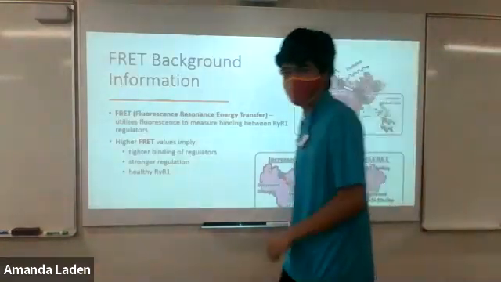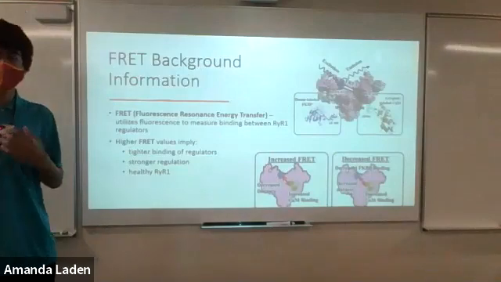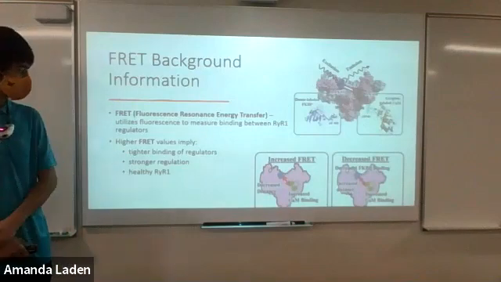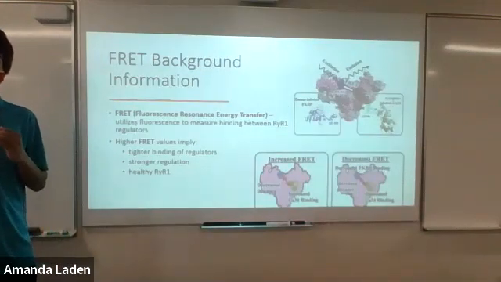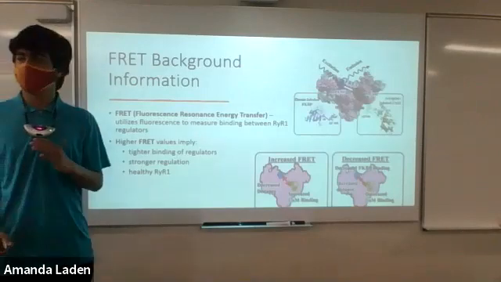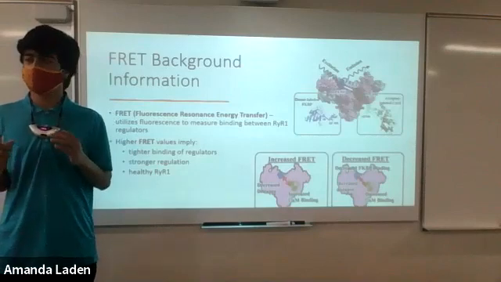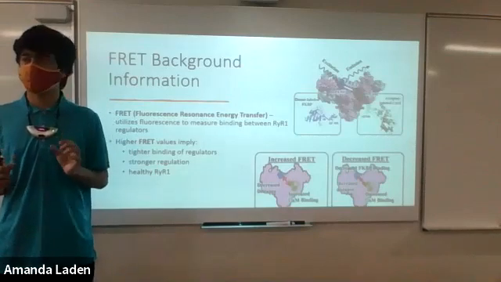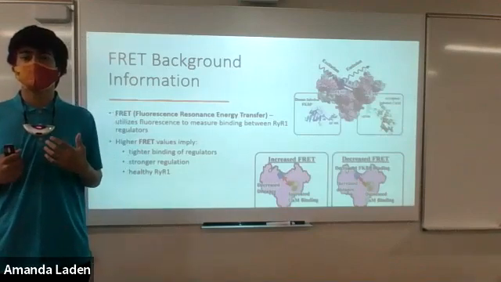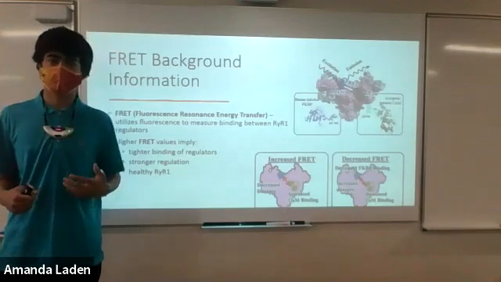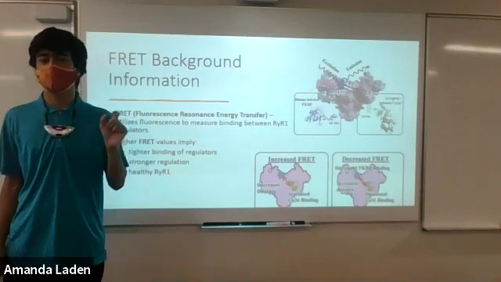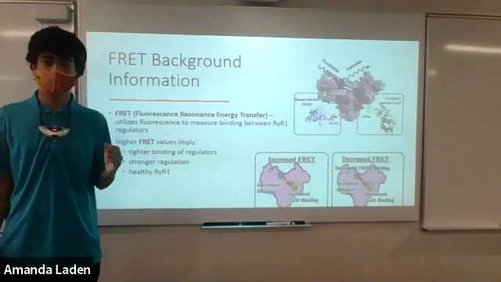Now, let's talk about some background information regarding a laboratory technique that's used in this project. Data from that technique is used in this project. FRET, or fluorescence resonance energy transfer, utilizes fluorescence to measure binding between two molecules. These molecules are tagged and then measured for their level of binding. In this case, Ranidine receptor 1 is the protein that's being gauged by this process. What's specifically being measured is the binding between the two regulators, in this case, FKBP and calmodulin.